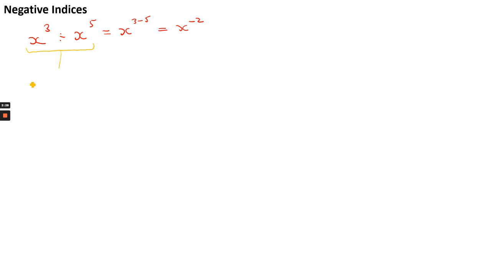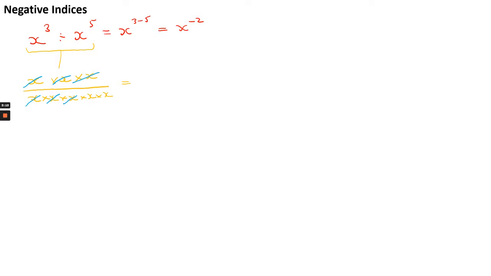So let's write this in a different way. I've got x times x times x, all over x times x times x times x times x. So I've got x multiplied by itself 3 times over x multiplied by itself 5 times. Now I want to think about simplifying this. Because I've got x's on the top and the bottom, I can start to cancel them out. So this x and this x will cancel out. This x and this x will cancel out. This x and this x will cancel out.